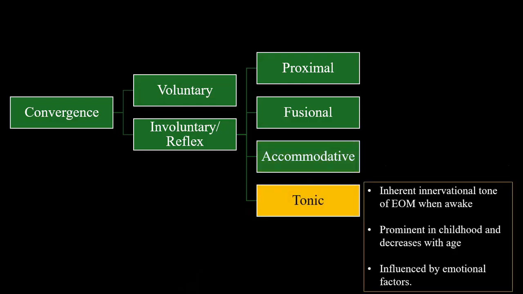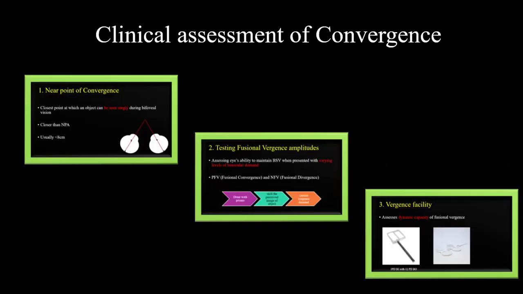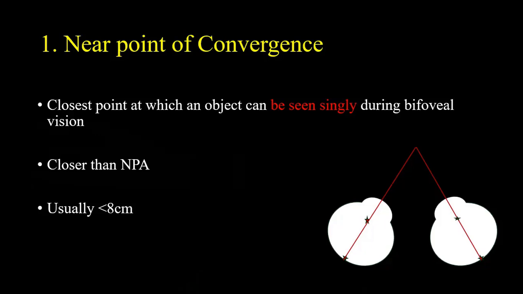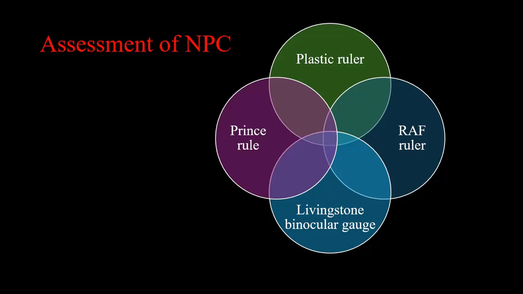And the last is the tonic convergence, which is the inherent innervational tone of the extraocular muscles, and it is prominent in childhood and decreases with age. So the clinical assessment of convergence can be the near point of convergence first, followed by the fusional vergence and then the vergence facility. First, near point of convergence is the closest point at which the object can be seen singly. It can be assessed using a plastic ruler, Prince ruler, RAF ruler, or the Livingstone binocular gauge. We'll be dealing in detail with the RAF ruler because that's the most commonly used.